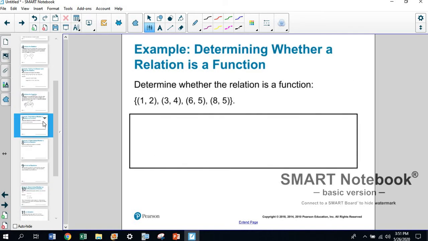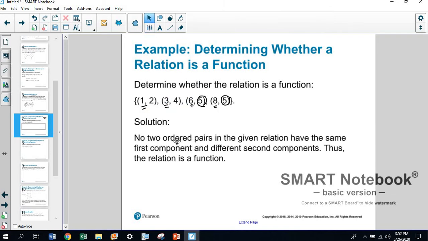Okay? So here's an example where we have this relationship here. What can you tell me about this relationship? Is it a function? Well, we have 4 different x values, and each x value is related to a y value. The y values can be the same. That's okay. It's okay if you push the 6 and the 8 and you get a 5 each time. That's not a problem. But what is a problem is if you were to have the same x giving you different outputs. So the solution is, since no 2 ordered pairs in the relation have the same first component with different second components, it is a function.